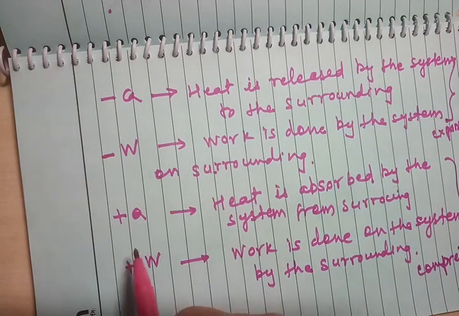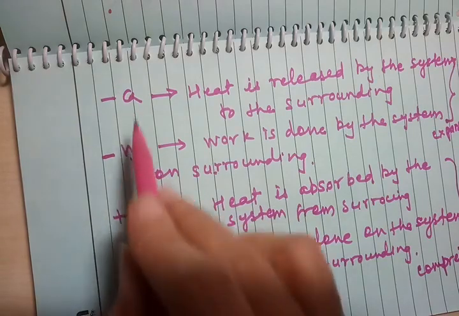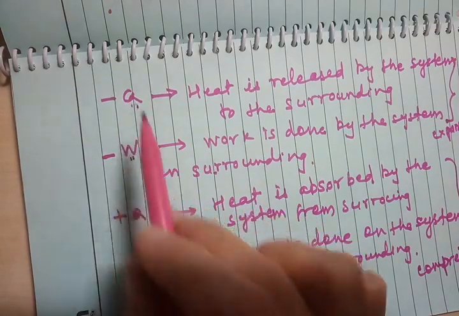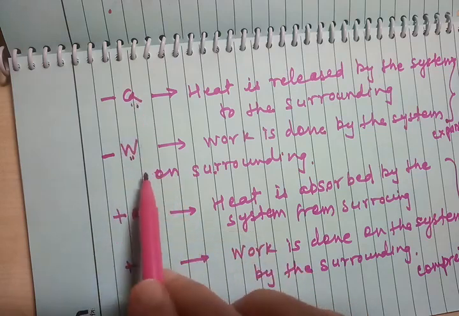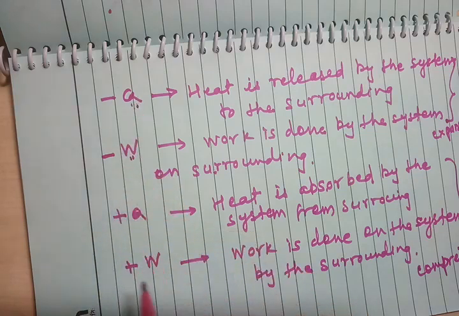Here we also know that this W and Q, that is work done and Q, both are path functions. Means the values of these two properties will depend on the path followed by the reaction. So this is about the nature of heat and work.